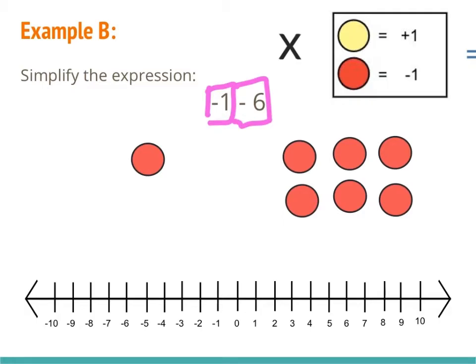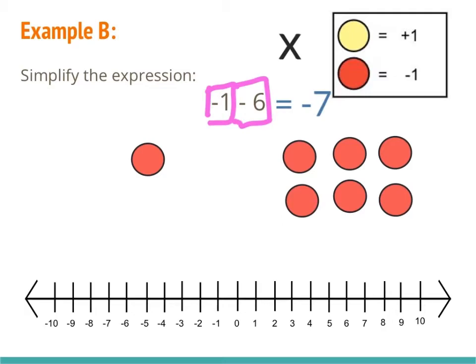Now, I'm going to cancel out anything that's the opposite of each other. But in this particular problem, I have no opposites. They're all on the same team. They're all on the negative team. They're not going to fight each other and cancel each other out. So I'm going to just add them up. How many negatives do I have left? 1, 2, 3, 4, 5, 6, 7. I have 7 negative 1 counters left. So my answer is negative 7.